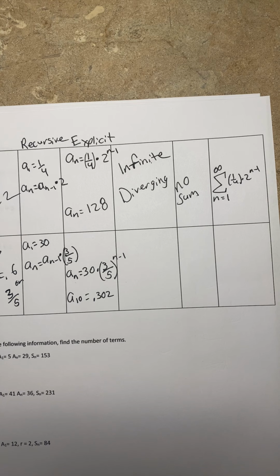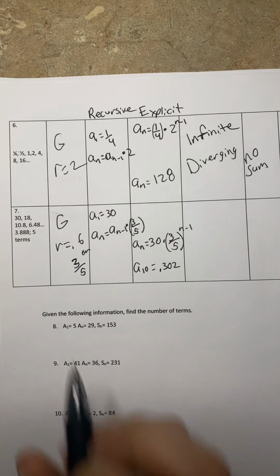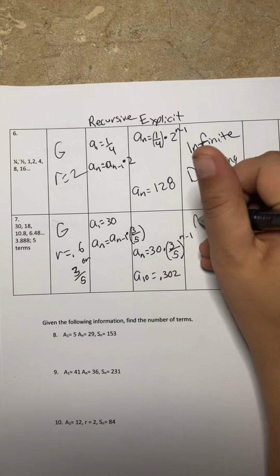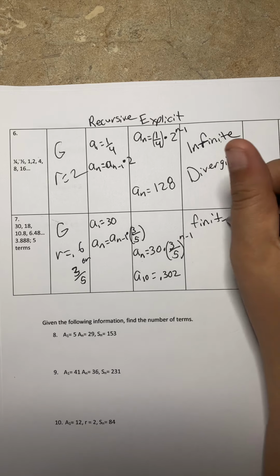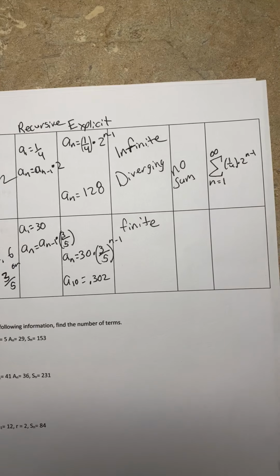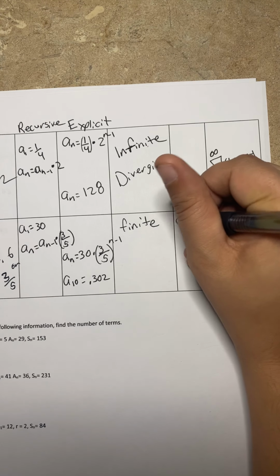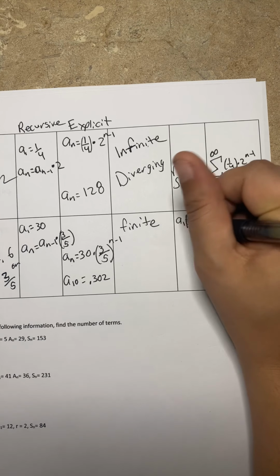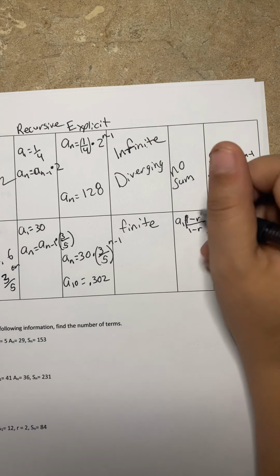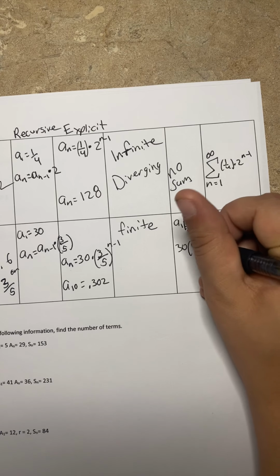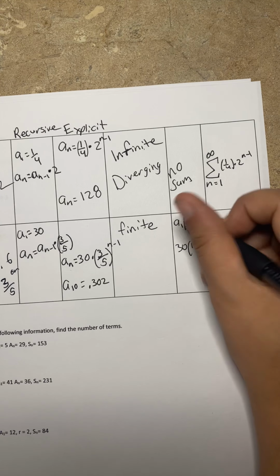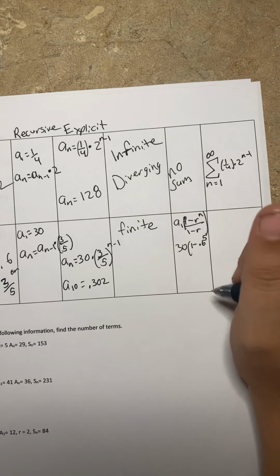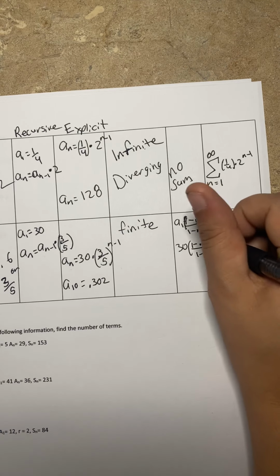And then our last example, we've got 30, 18, and so on, until it gets to 3.88, and it says that there's 5 terms, which means that it is finite because it stops at 5 terms. And so with finite, that means you use the equation a sub 1 times 1 minus r to the n power over 1 minus r. So a sub 1 is 30 times 1 minus my ratio, which is 3/5, or 0.6, to the n power. There's 5 terms, so that's what n is, over 1 minus 0.6.